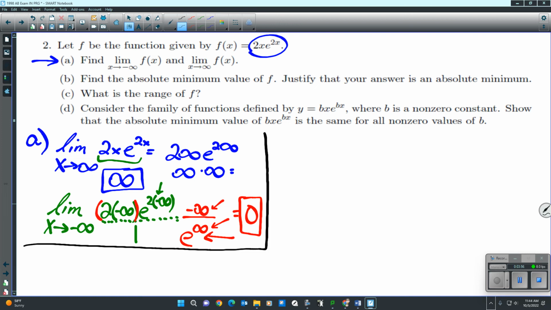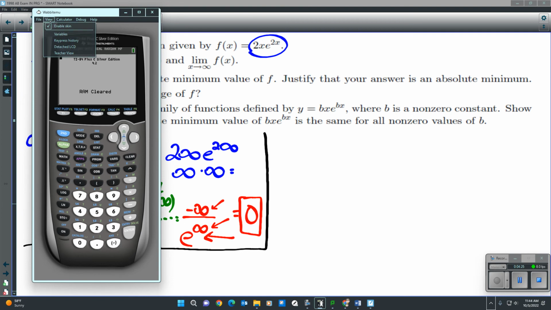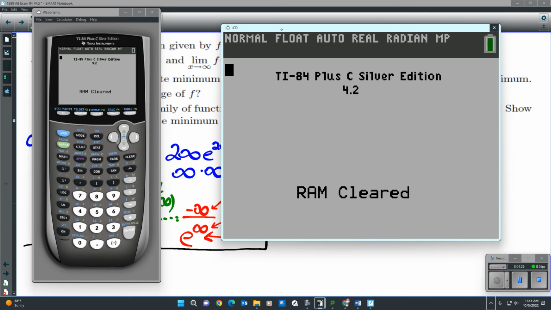B says, find the absolute minimum value of f. Justify that answer as an absolute minimum. There are 2 things I can do here. Number 1, I can graph this, but they want us to justify, so we're going to have to show some sort of math work afterward. But truth be told, let's view, do I have a detached LCD? There it is. There was an update to the computer.